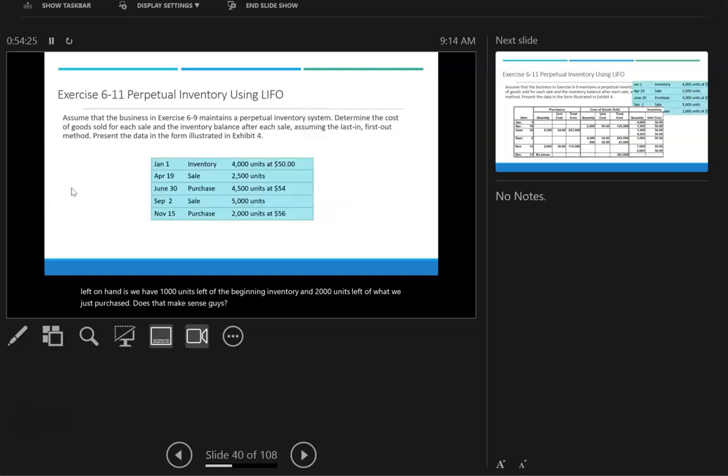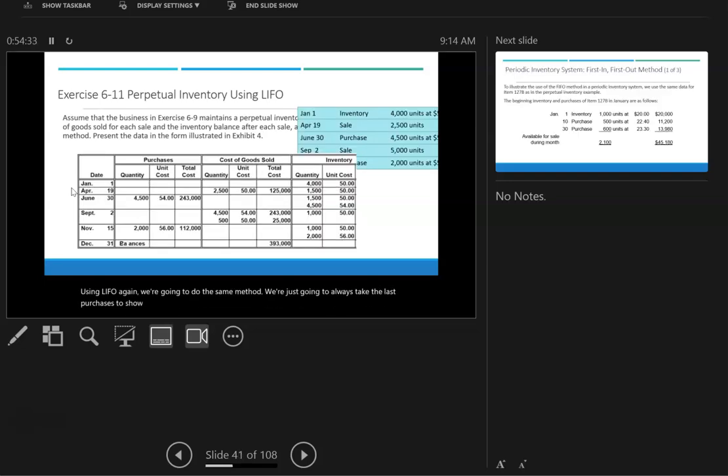Using LIFO, again, we're going to do the same method. We're just going to always take the last purchases to show the first sale. So January 1st and April 19th are all the same. And then on June 30th, when we made that purchase of 4,500 units, we show that in our ending inventory. When we sell 5,000 units on September 2nd, we're going to take all those 4,500 units from our latest purchase, and then we're going to take 500 units from beginning inventory. Then we show another purchase of 2,000 units. So we have on hand the 1,000 units from the very beginning inventory plus the 2,000 units we just purchased.